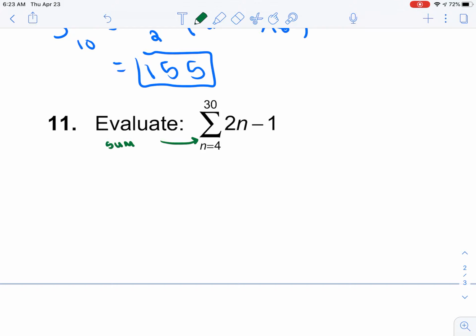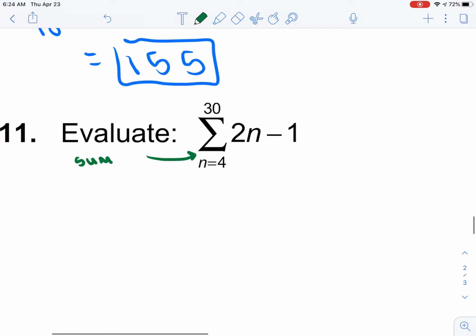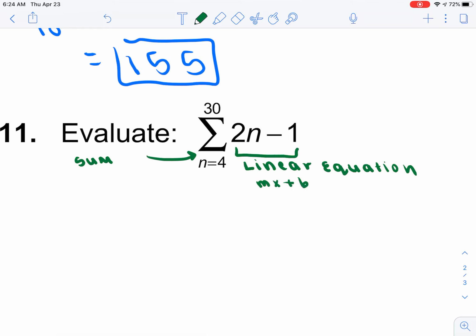Now, I said that you can use this sum formula when something is arithmetic. When you're dealing with sigmas, arithmetic means you have a linear equation right here. If this is not linear, you cannot use this formula. So because this is linear, what do I mean by linear? y equals mx plus b. We have a slope times a variable plus some constant value. Now, because this is linear, we can find the sum using the formula we just learned.